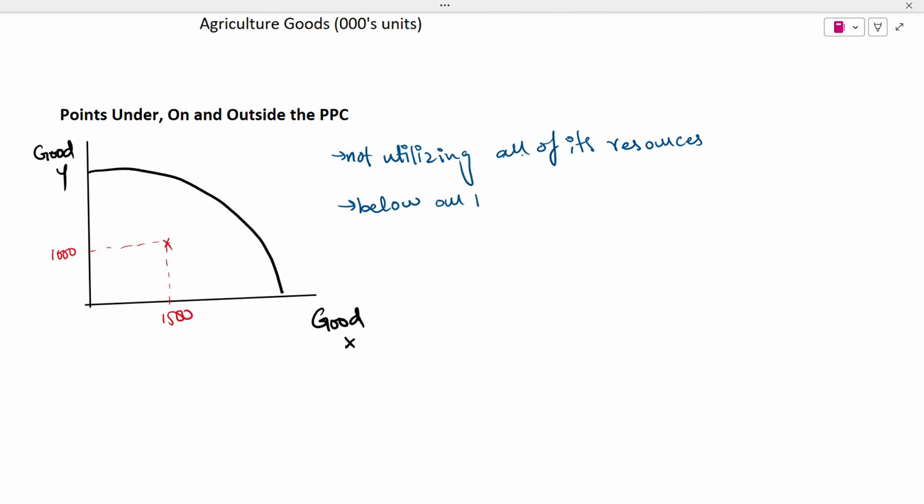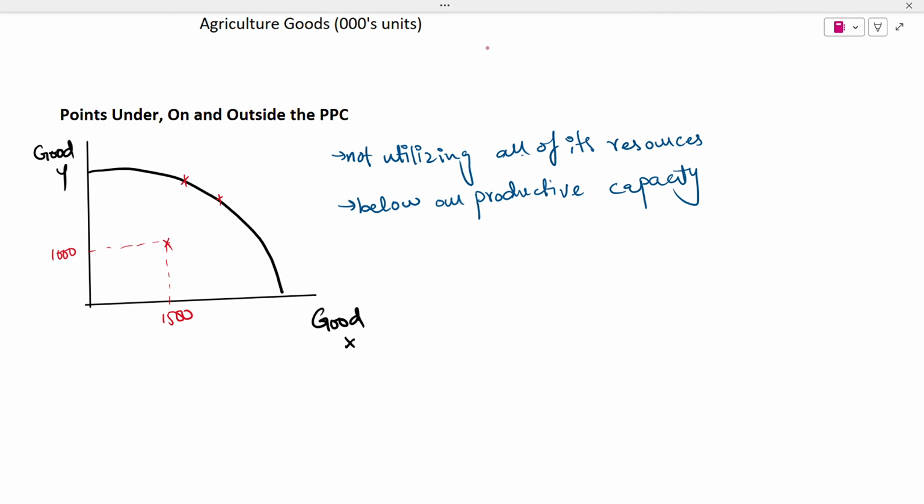Below our productive capacity. Because this basically means that we can produce combinations that are outside the PPC. We can produce beyond this point. But if the economy is currently operating inside their PPC, meaning that they're producing goods that are below their productive capacity, that means that the economy is not utilizing all of its resources. It means that there is spare land available in the economy, the labor is unemployed, and capital, which is the machinery and your equipment, is left idle, and that basically reduces your efficiency.